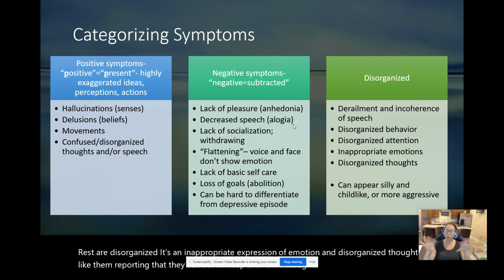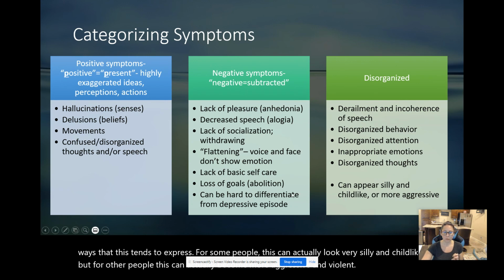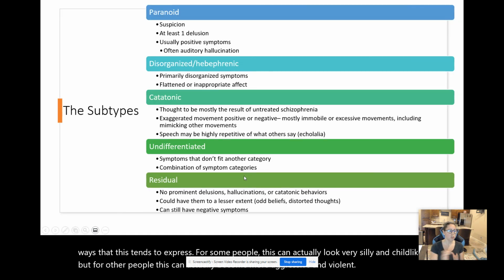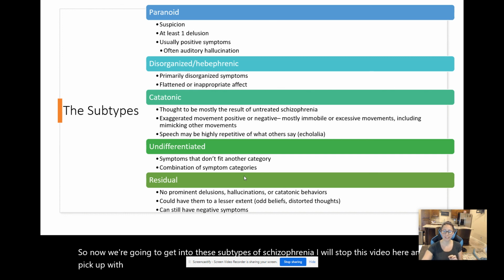Now, there's two ways that this tends to express. For some people, this can actually look very silly and childlike. But for other people, this can actually become more aggressive and violent. So now we're going to get into the subtypes of schizophrenia. I will stop this video here and pick up with video 2 so that this doesn't get too long.